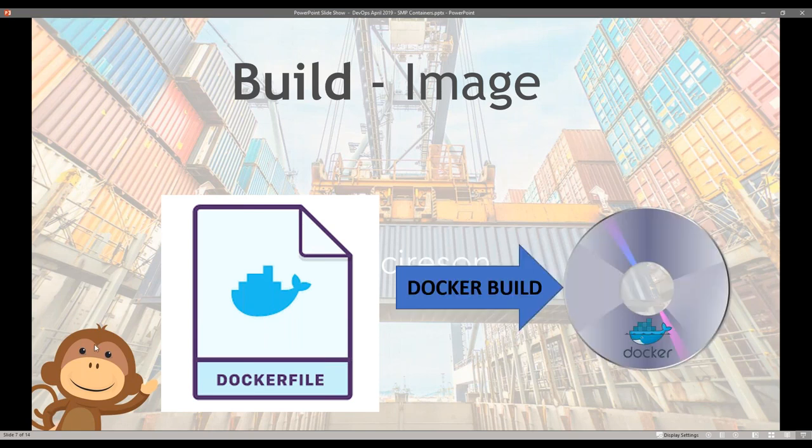After you have the Docker file created, you then run the command docker build -t to tag it with a name. This build runs through each step within your Docker file and creates a layer snapshot to form the final image.